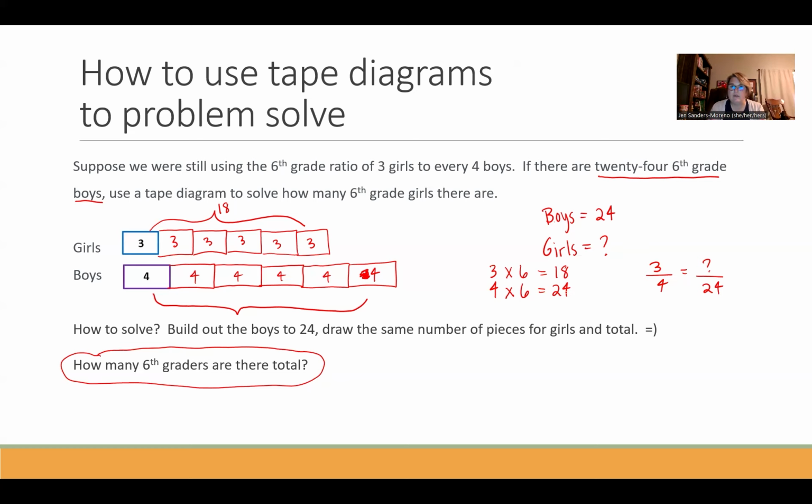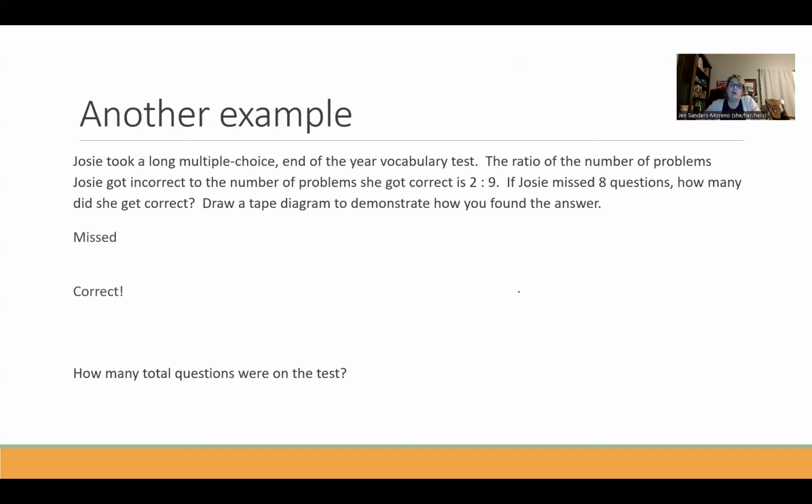Okay. Josie took a long multiple choice end of the year vocabulary test. The ratio of the number of problems Josie got incorrect or missed to the number of problems she got correct is 2 to 9. If Josie missed 8 questions, how many did she get correct? Draw a tape diagram to demonstrate how you found the answer. Okay, so I went ahead and rewrote it as missed, but we could write the word incorrect. That's fine. But this is going to be our 2, and this is going to be our 9.